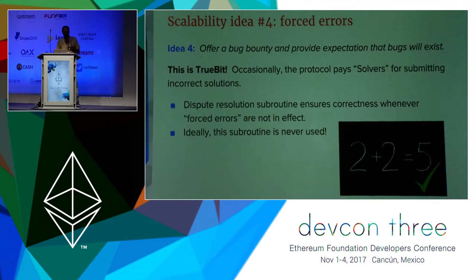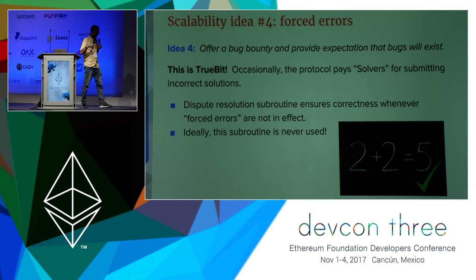Okay, this brings us to our final scalability idea for this talk, which we call forced errors. And that is that we're going to offer a bug bounty and provide an expectation that bugs will exist. And this is actually what TrueBit does. Occasionally, the protocol pays solvers for submitting incorrect solutions. You have to get it wrong. So the dispute resolution ensures correctness whenever forced errors are not in effect.